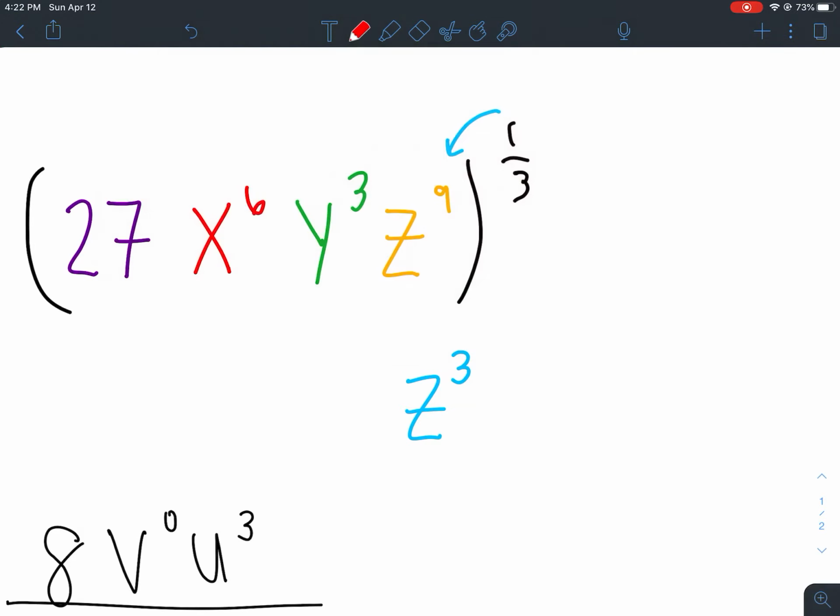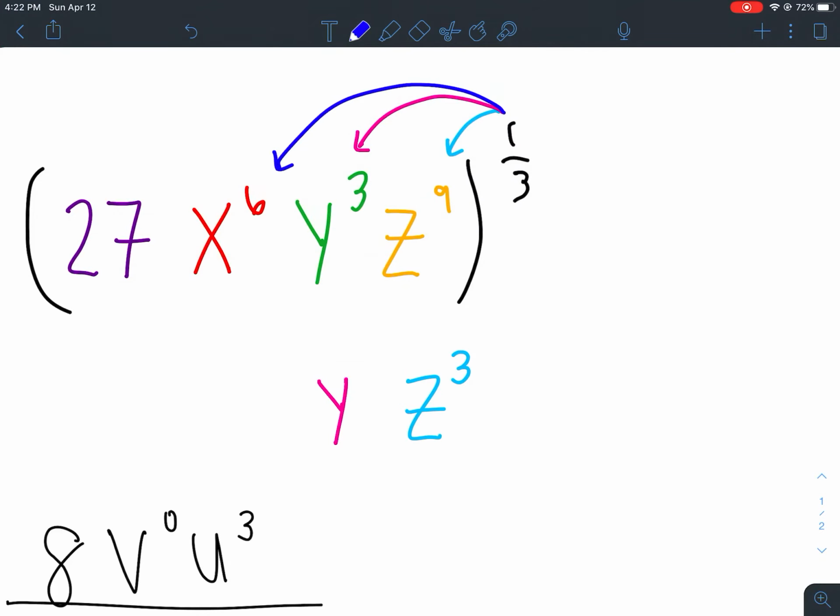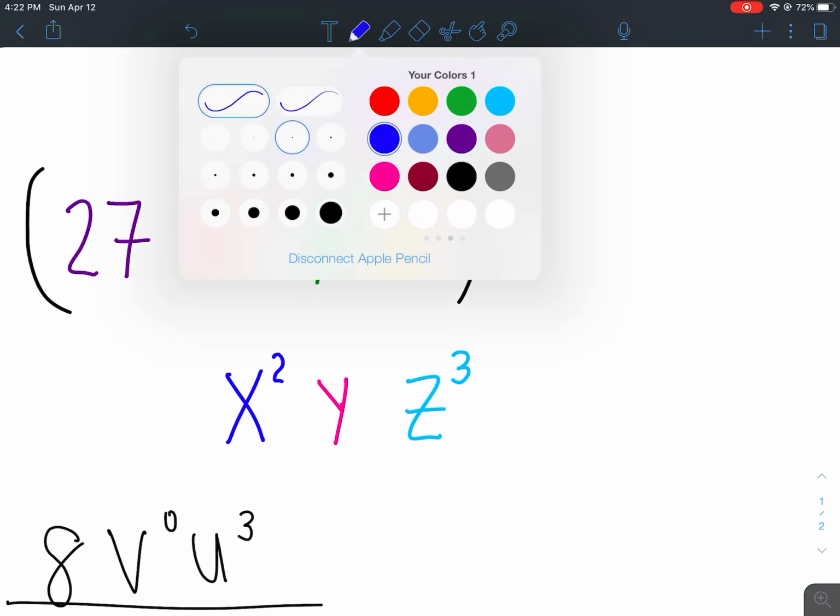Okay. Next thing is, I got to use a different color. You have 3 times 1/3, which is just 1. Now, you can write y to the first power if you want to, or you can leave the 1 off. Up to you. Next thing is 6 times 1/3. That is going to be positive 2. 6 times 1/3 is 2.